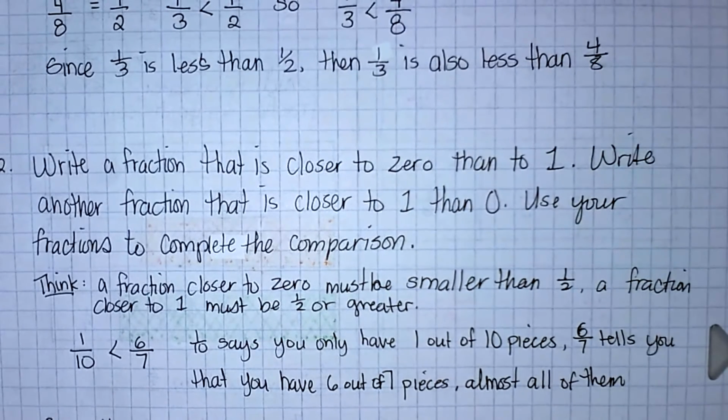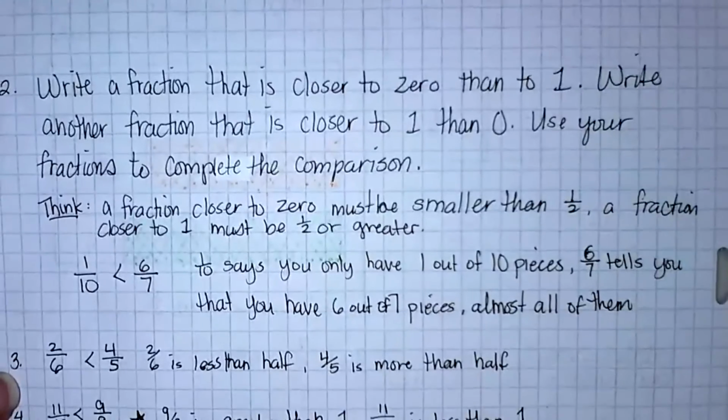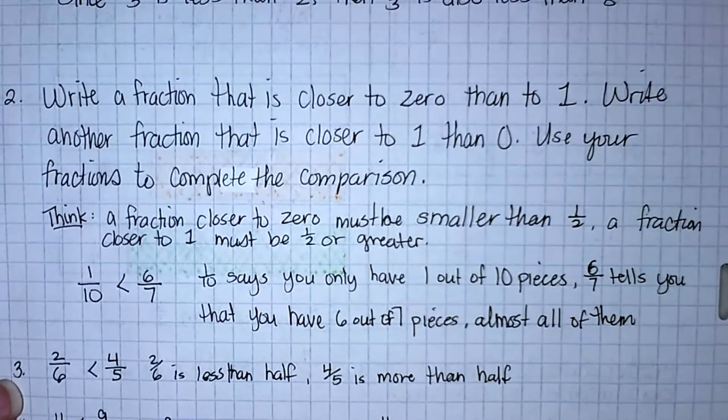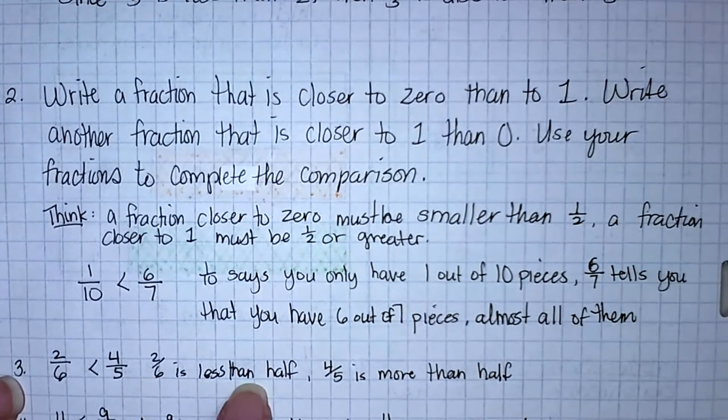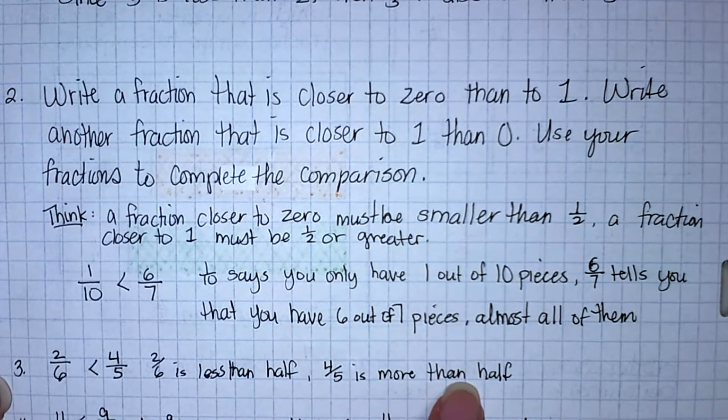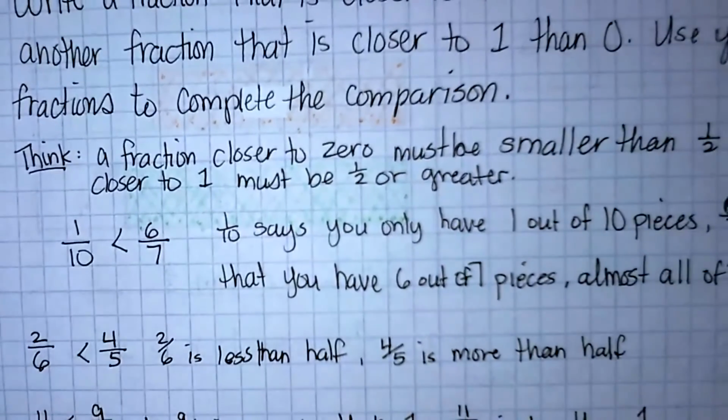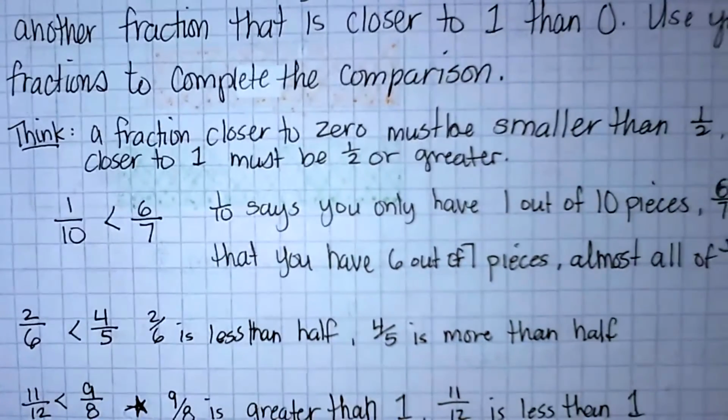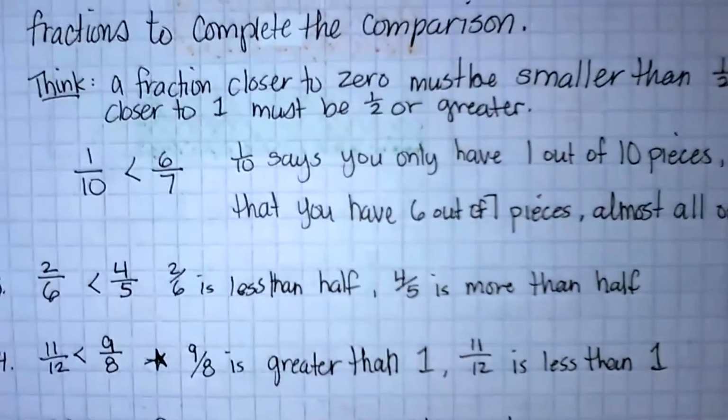For number 3, they're asking you to compare 2/6 and 4/5. So we know that 2/6 is less than half. I'm going to use the 1/2 as my benchmark here. 2/6 is less than half, and 4/5 is more than half. So that means 2/6 is less than 4/5. Use your benchmark fractions. They're very helpful. I'm going to pull up a fraction strip for you guys in a minute and show you as well.